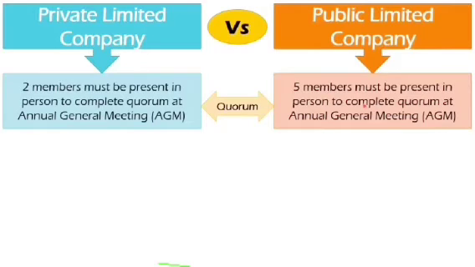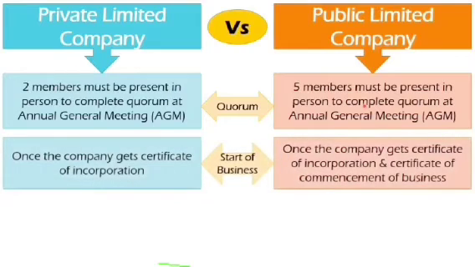Quorum. To form a quorum in a private limited company, at least 2 members or shareholders must be present in person to complete the quorum at the AGM, the annual general meeting, while 5 members or shareholders must be present in person to complete the quorum at the annual general meeting in a public limited company.